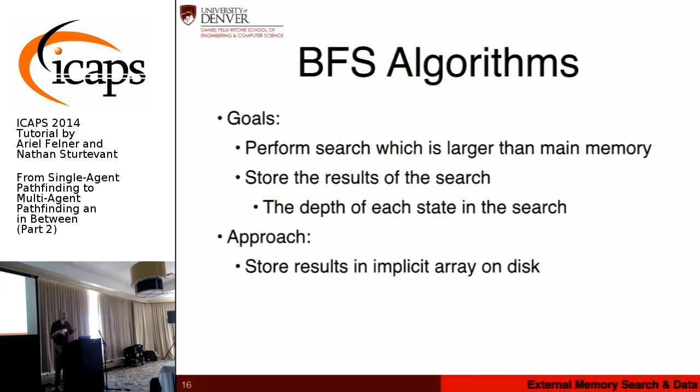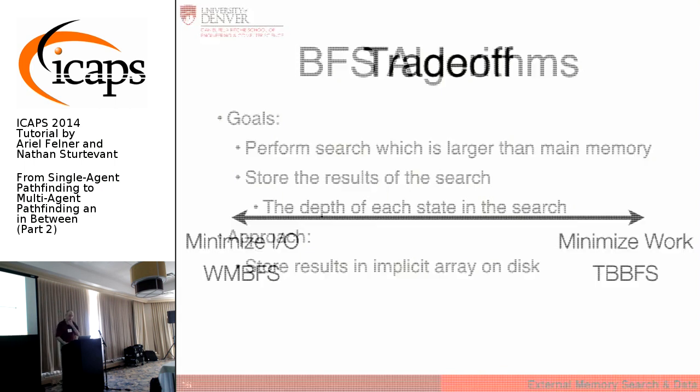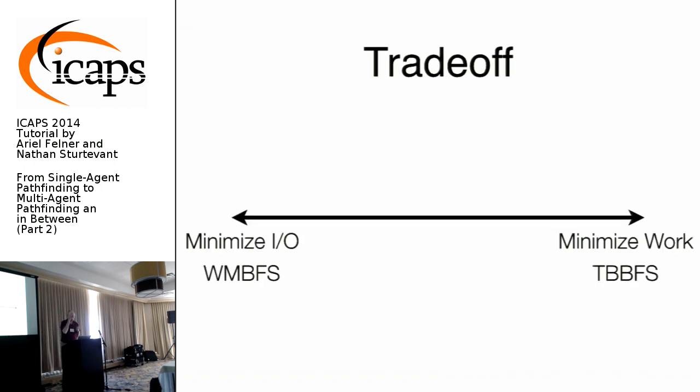Now I want to move to a slightly easier approach for doing duplicate detection, which I'm going to describe here. But how do we do breadth-first search larger than memory? In particular, I'm really interested in storing the results, because I'll talk very briefly at the end about how we can use that. I'm going to talk about two algorithms here. One of them, called 2-bit breadth-first search, minimizes work. It is designed to minimize the node expansions that I perform. The write-minimizing breadth-first search is designed to minimize the writes that I do to disk.